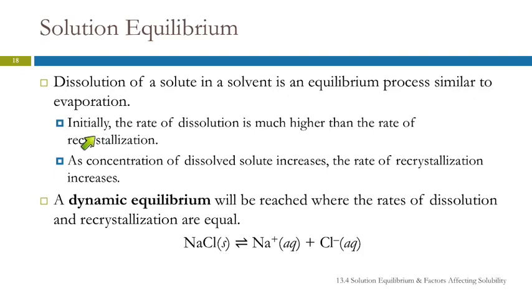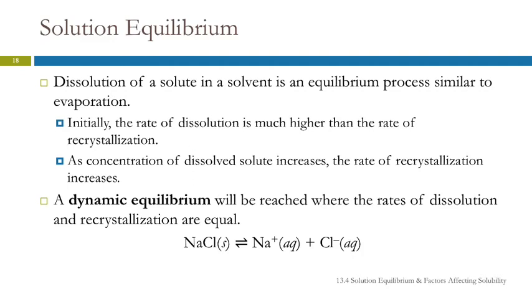But as this dissolution keeps going on, the concentration of dissolved particles increases, and now we can have recrystallization happen. And so as you get more and more dissolved ions, the rate of recrystallization will increase. At some point, the rate of crystallization and dissolution is going to be equal, and we have a dynamic equilibrium.